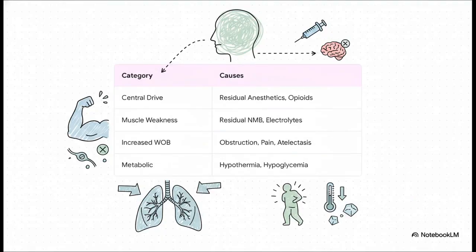In the post-anesthesia care unit, the PACU, respiratory depression is our primary concern. But it's crucial to remember that its causes are multifactorial. It's tempting to just blame the opioids, but that's often far too simplistic. As this table shows, we have to consider central drive depression from residual anesthetic agents, muscle weakness from incomplete neuromuscular blockade reversal, an increased work of breathing due to pain or atelectasis, and even metabolic factors like hypothermia. Any of these can contribute.